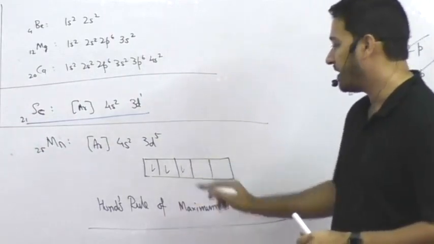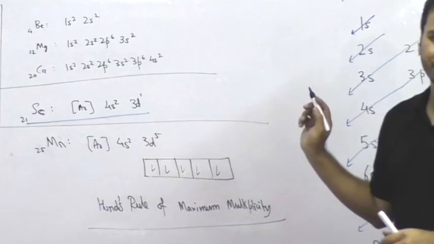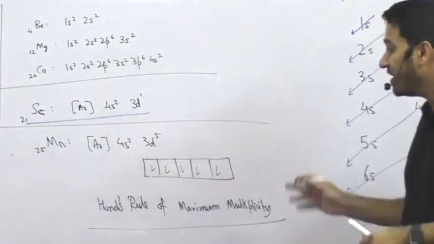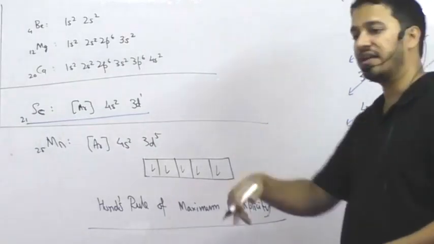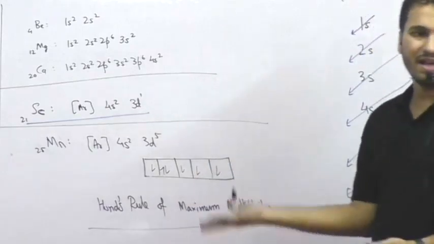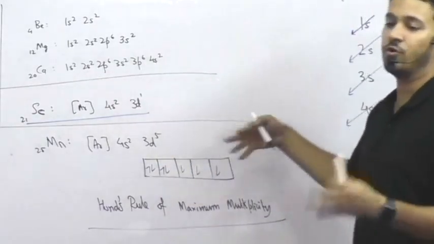3d3 will look like this. 3d4 like this. 3d5 like this. Now that every single orbital has been singly filled, for 3d6, what can I do? I can now pair. I don't have to pair here, I can pair anywhere because they have the same energy. This is 3d6, then 3d7 will be this, and so on.